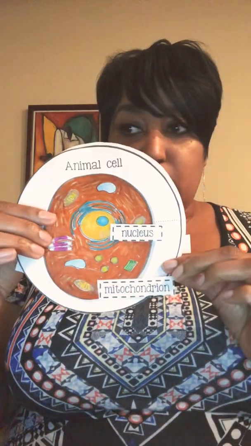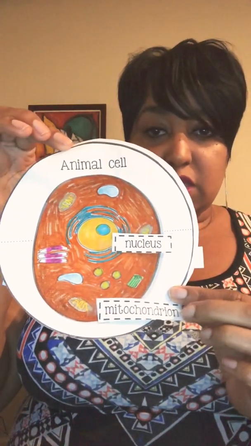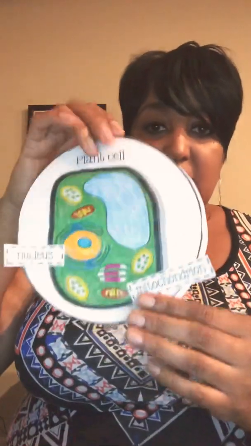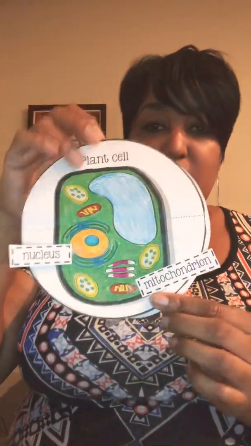Happy Asynchronous Wednesday. So your assignment for me for science this Wednesday is to label your cells. So you are going to label your animal cell and your plant cell. Once you label them, then they can go right back into your notebook.